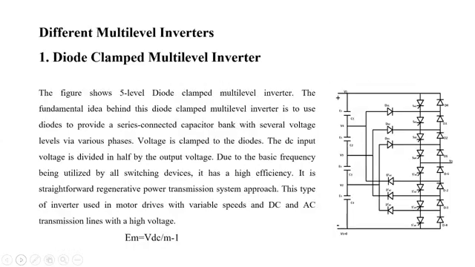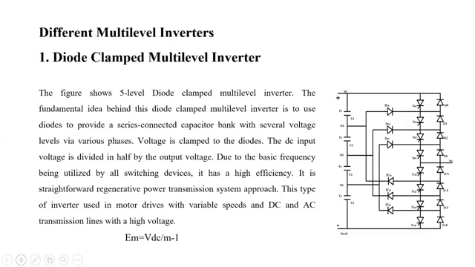Different multi-level inverters. First one, diode clamped multi-level inverter. The figure shows a 5-level diode clamped multi-level inverter. The fundamental idea behind this inverter is to use diodes to provide a series connected capacitor bank with several voltage levels via various phases. Voltage is clamped by the diodes. The DC input voltage is divided in half by the output voltage.